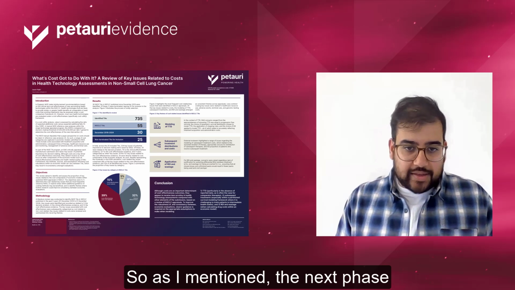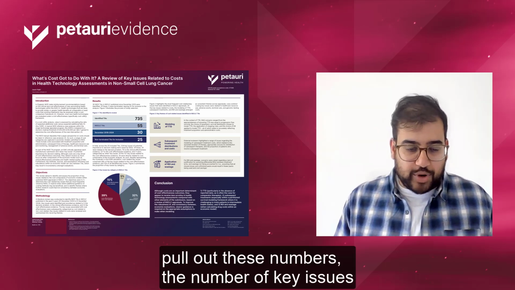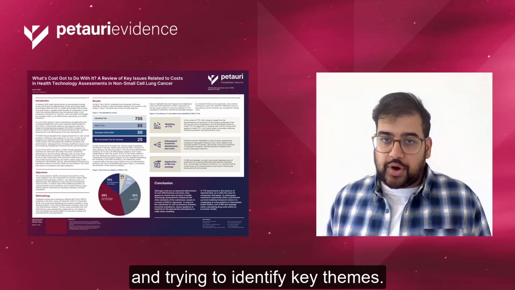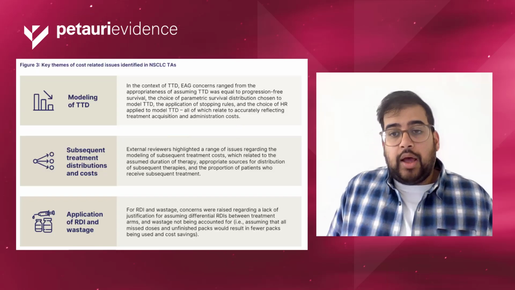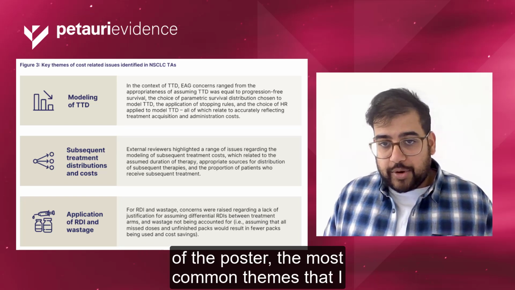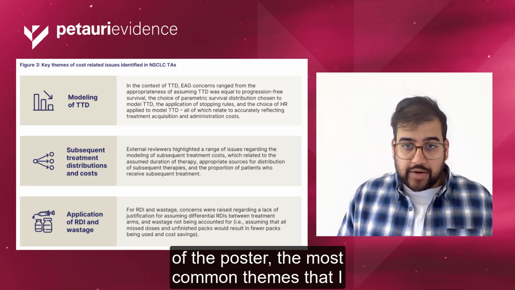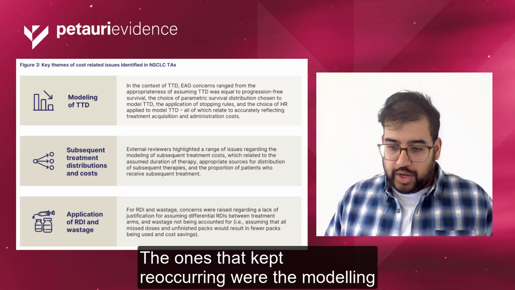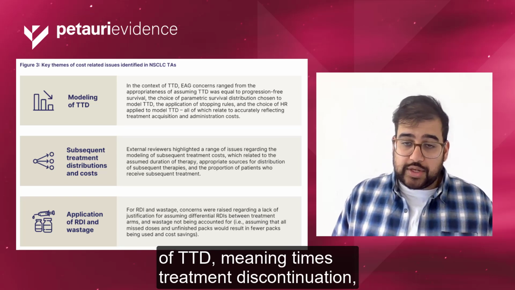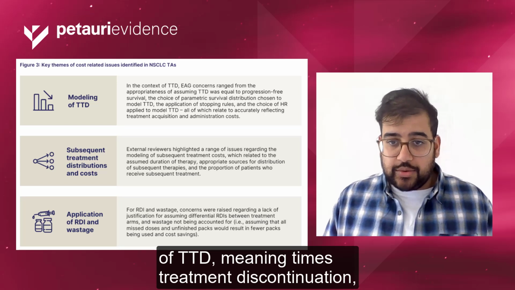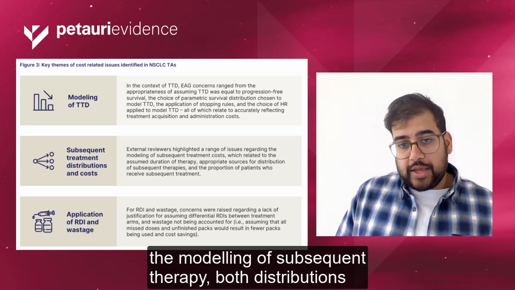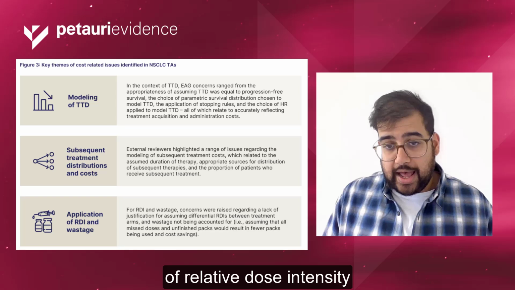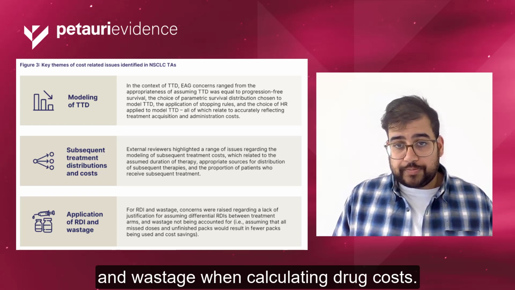So as I mentioned, the next phase of the research not only was to pull out these numbers, the number of key issues and looking at the proportions, but actually digging into these a bit more and trying to identify key themes. And I've summarized in figure 3 on the right hand side of the poster the most common themes that I extracted when reviewing this wide range of key issues related to cost. The ones that kept reoccurring were the modeling of TTD, meaning time to treatment discontinuation, the modeling of subsequent therapy, both distributions and costs, and also the application of relative dose intensity and wastage when calculating drug costs.